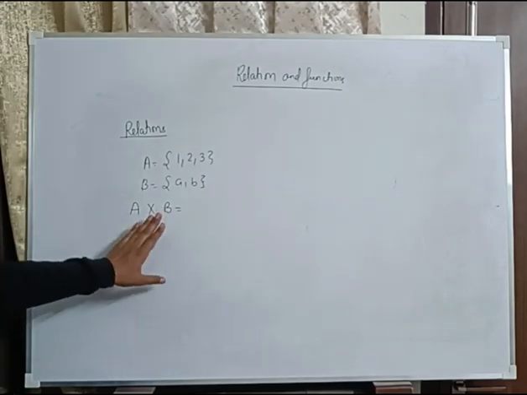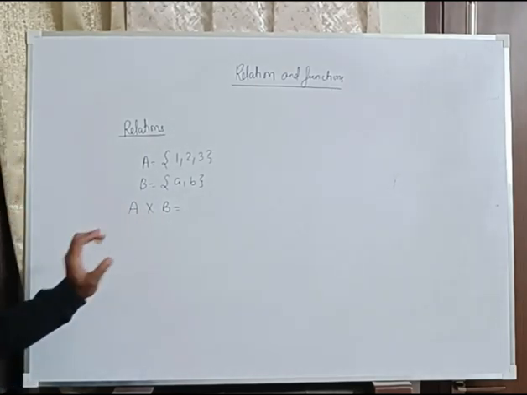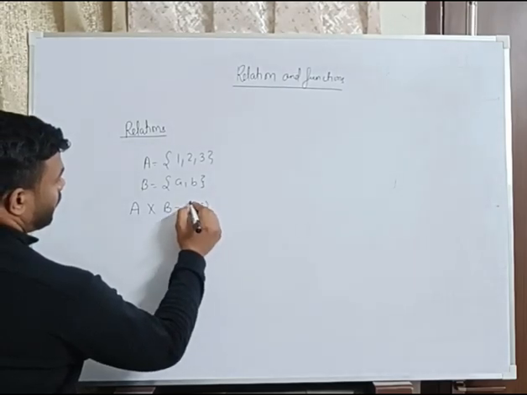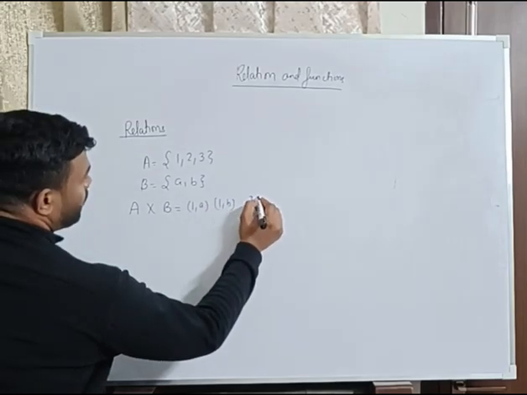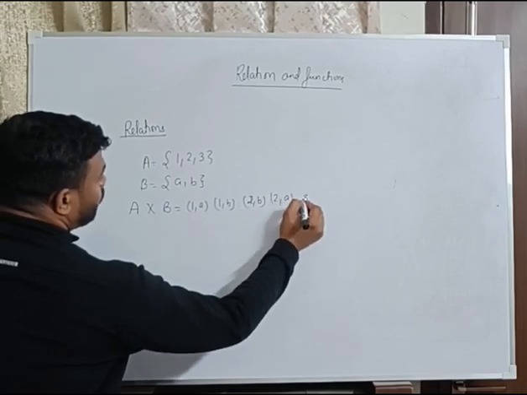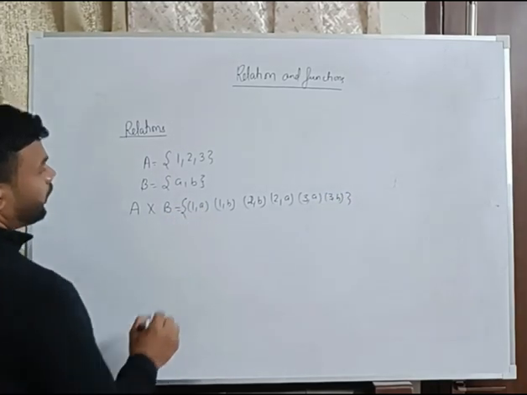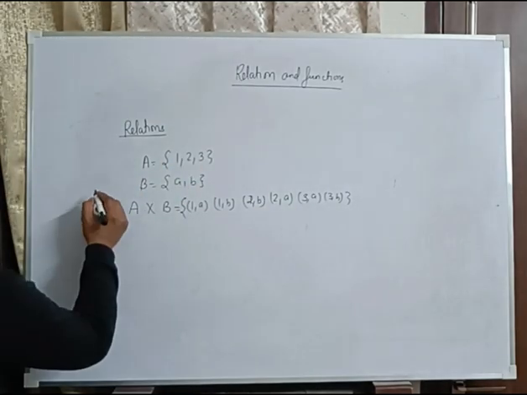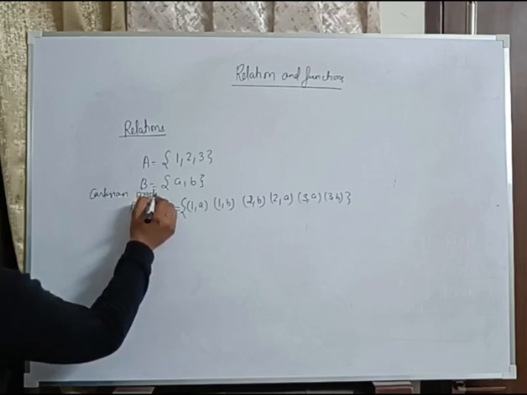So basically, what is the Cartesian product? It's all ordered pairs of A cross B. So 1 is going to match with a, then 1 is going to match with b, 2 is going to match with a, then 2 with b, then 3 with a, and 3 with b. So what is this? This is all the ordered pairs of a Cartesian product. This is the Cartesian product that we learned in class 11th.